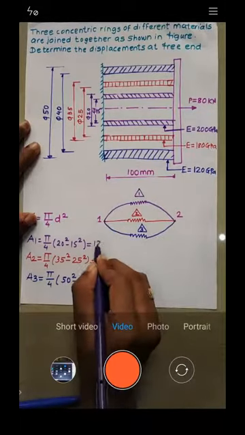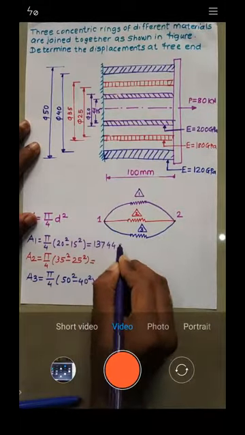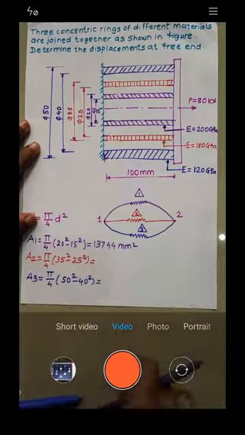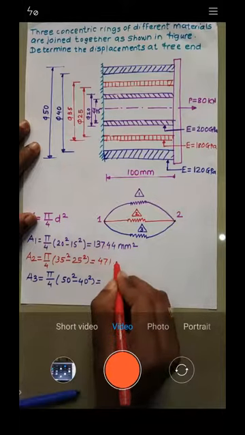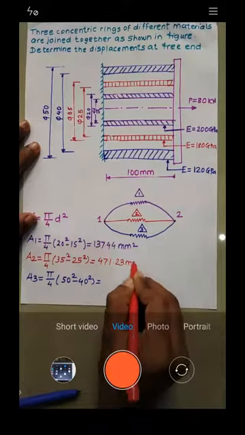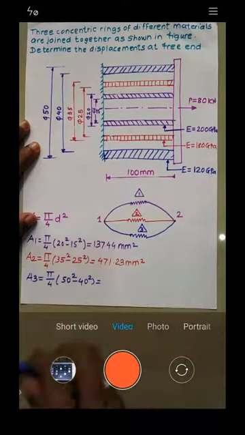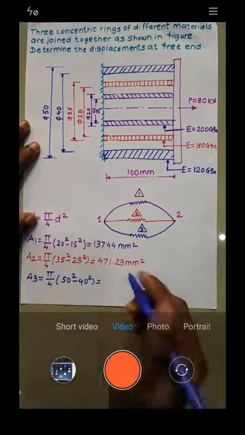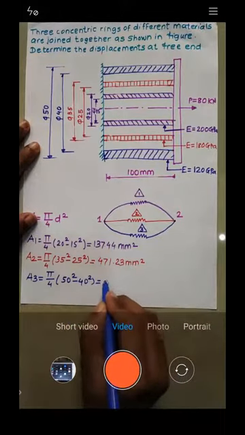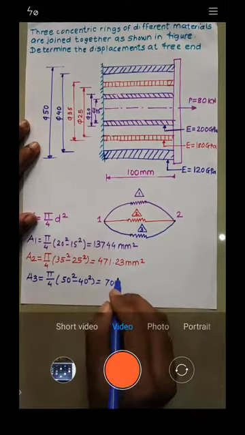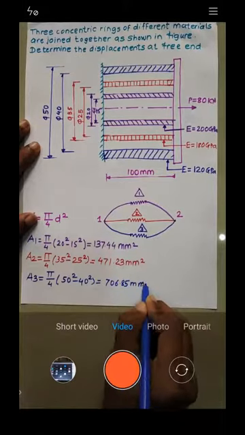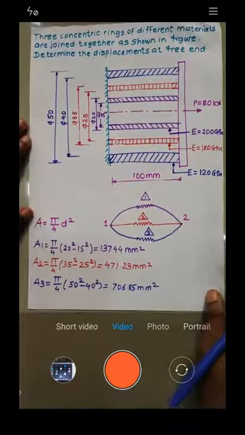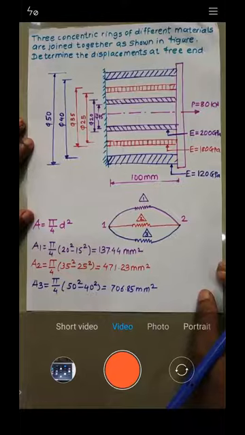So it is 137.44 mm square. This is A1. All of you check your values. Then this is 471.23 mm square, A2. And A3 you are getting as 706.85 mm square. Right? This is the value which you are getting.